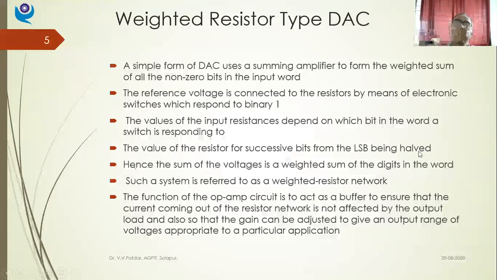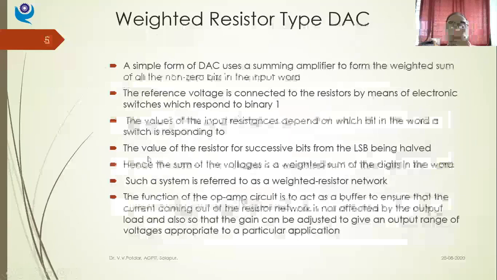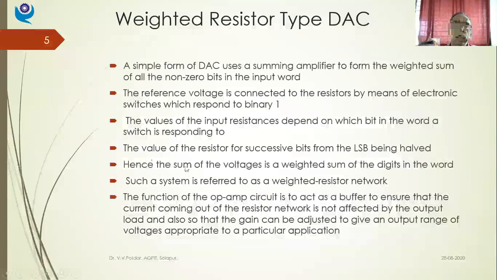As you can see from top to bottom, the starting resistance was R, then it is half, R by 2, another half, R by 4, another half, R by 8, and so on, depending on how many steps we want to have. So the value of the resistor for successive bits from the LSB is halved. Hence, the sum of the voltages is a weighted sum of the digits in the word. Such a system is referred to as a weighted resistor network.